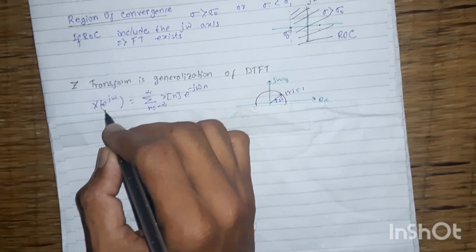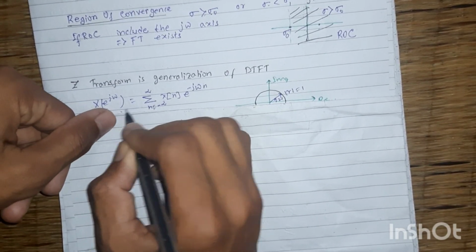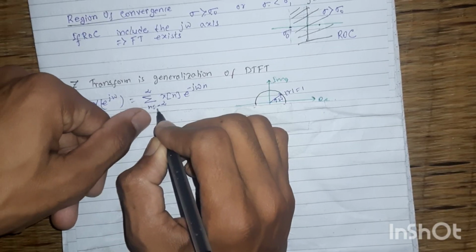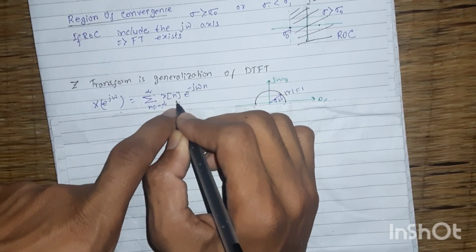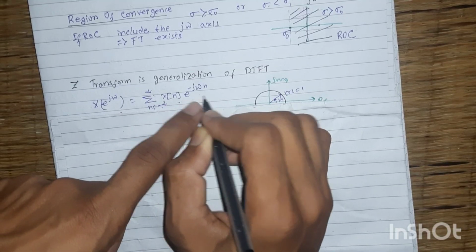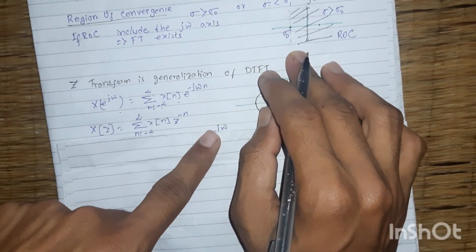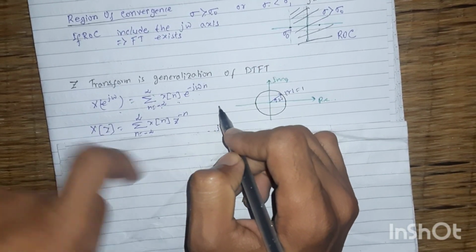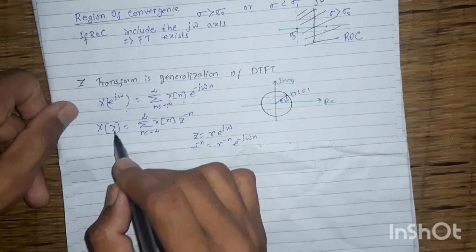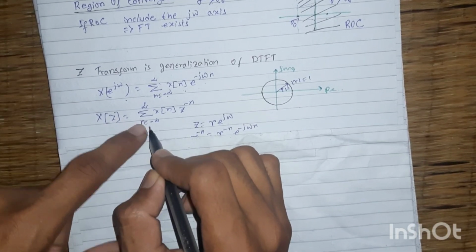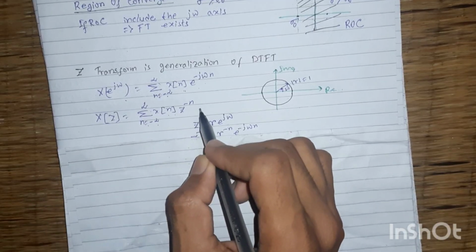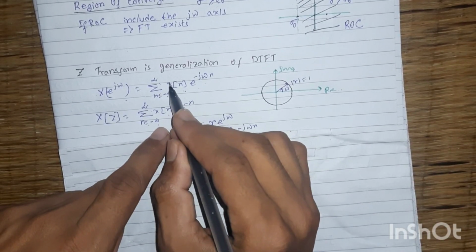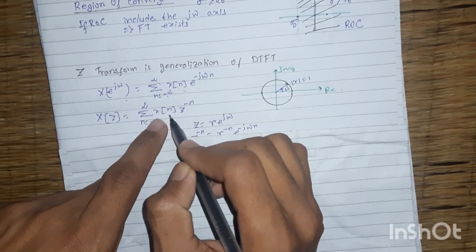In the case of the discrete time Fourier transform, X of e raised to the j omega is the summation n from minus infinity to infinity x of n, our input signal, e raised to the power minus j omega n. This is the discrete time Fourier transform. And the Z transform is X of z equal to the summation n from minus infinity to infinity x of n z raised to the power minus n. Here x of n is our signal.